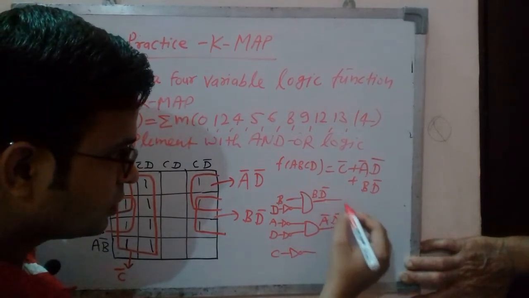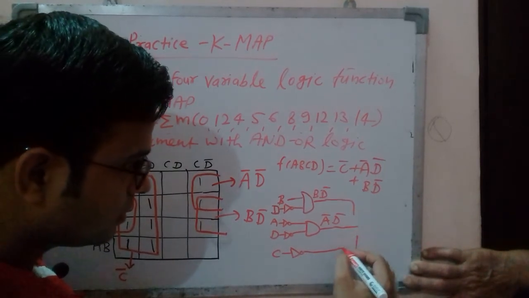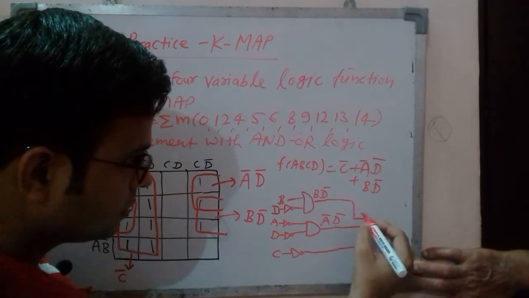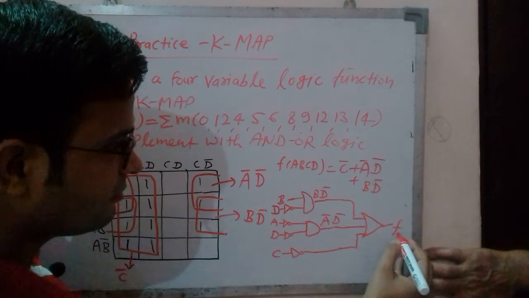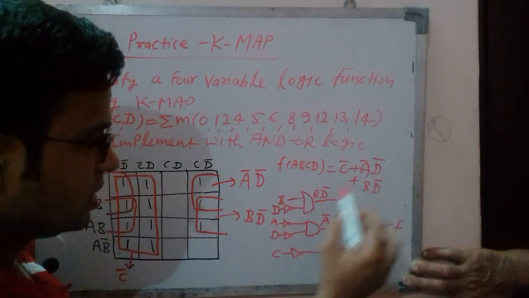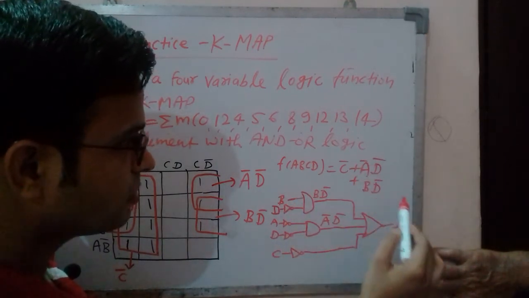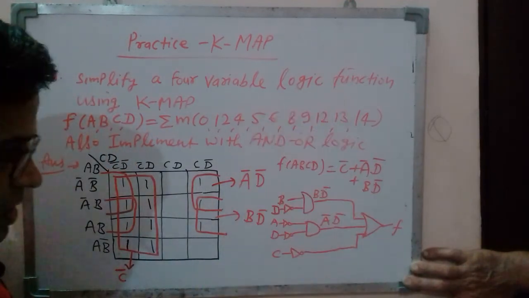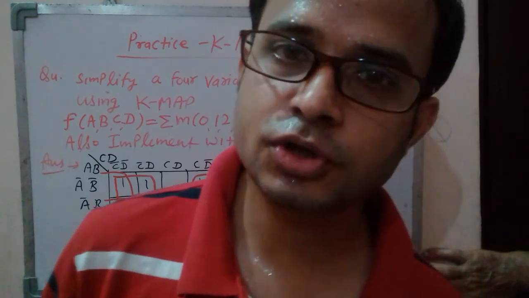And pass all these outputs into one OR gate. This is the OR gate. So when you pass all these three into the OR gate, you will get the function F, which will be equal to C bar from here, then A bar D bar from here, then B D bar from here. So that is the logic implementation of this whole circuit. So this is a 10 marks question. Very easy, just practice. I stop. Thanks.